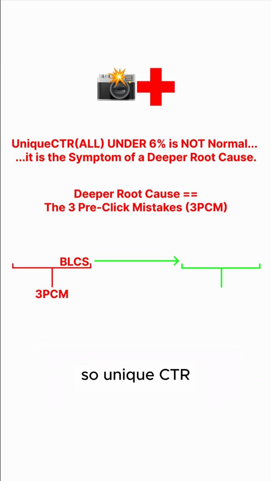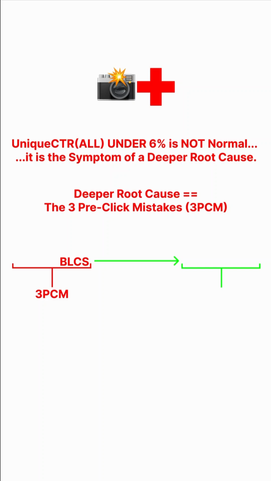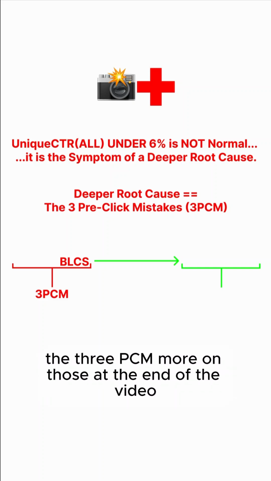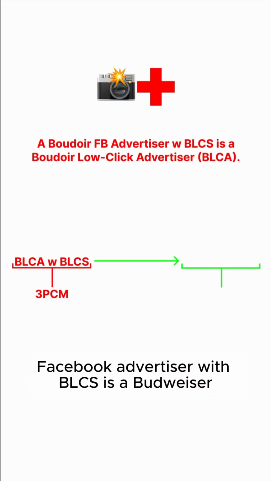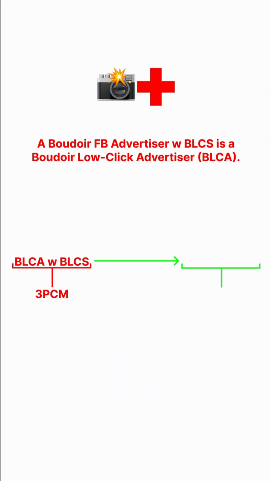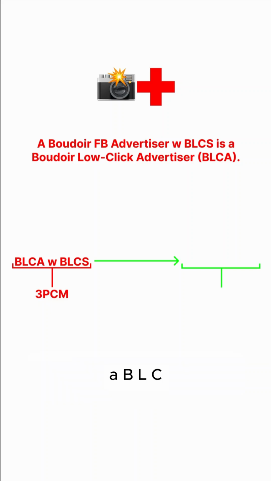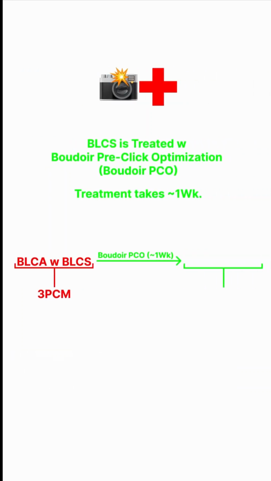So unique CTR under 6% is actually the symptom of a deeper root cause. That deeper root cause is the 3 pre-click mistakes, the 3 PCM. More on those at the end of the video. A Boudoir Facebook advertiser with BLCS is a Boudoir low click advertiser, BLCA. So you can see we're increasing our universe here. A BLCA with BLCS is caused by the 3 pre-click mistakes.